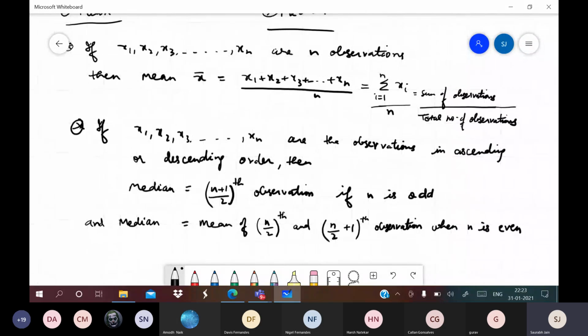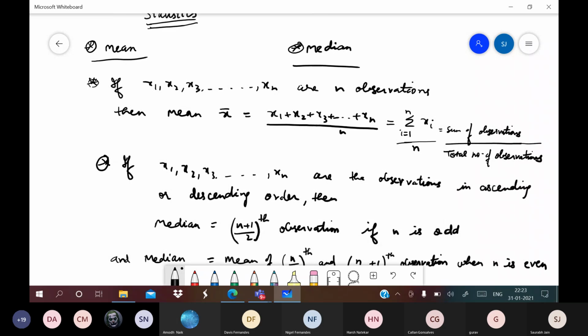When we write individual observations like this, it is also called ungrouped data. No grouping is done, just values are written randomly separated by commas. Either we use this term individual observations, or we also use this term ungrouped data. Okay, no grouping is done.